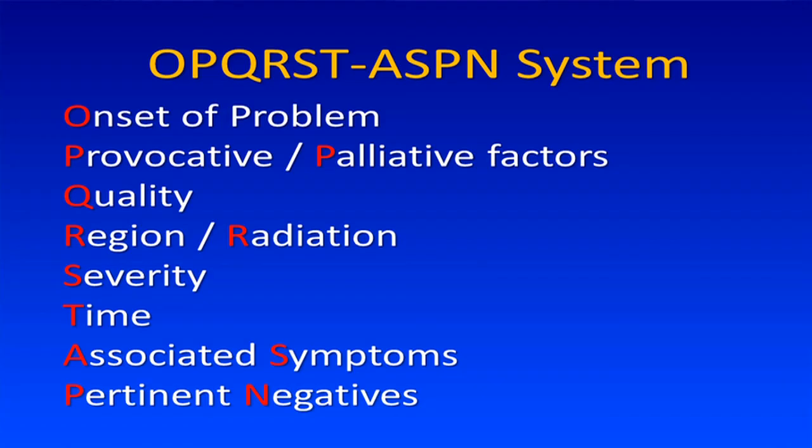When we look at the OPQRST system of evaluation, again, it's another aspect that can help us to evaluate pain. The onset of the problem is the O. When did it begin? What provokes it, or the palliative factors? What either provokes it or makes it feel better? What's the quality? How sharp is the pain?